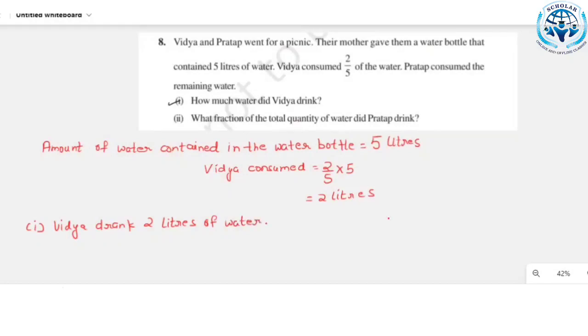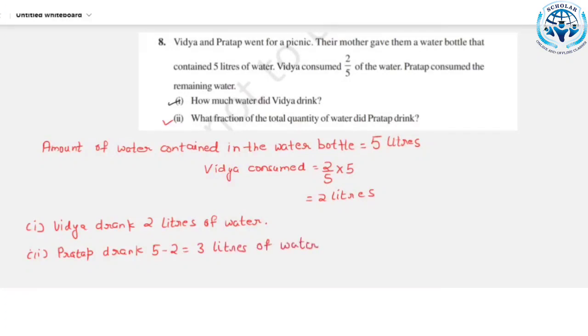Now the second part. What fraction of the total quantity of water did Pratap drink? We have to find out the fraction. Remember, 2 liters of water was the amount Vidya consumed. Now Pratap drank 5 minus 2, that is 3 liters of water. Now we have to find out the fraction of water consumed by Pratap. So the total quantity was 5 liters and he consumed 3 liters.